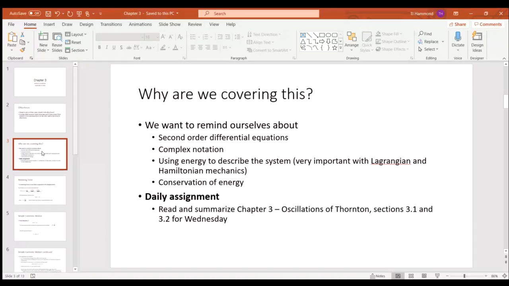We'll also be using oscillations as a simple model for using energy to describe the system. This becomes very important in a few weeks when we discuss Lagrangian and Hamiltonian mechanics, where instead of using forces and momenta, we use energy to describe the motion. And because we won't be dealing with dissipative forces in this class, everything will be conservative, we'll have conservation of energy, and so we can discuss conservation of energy here.